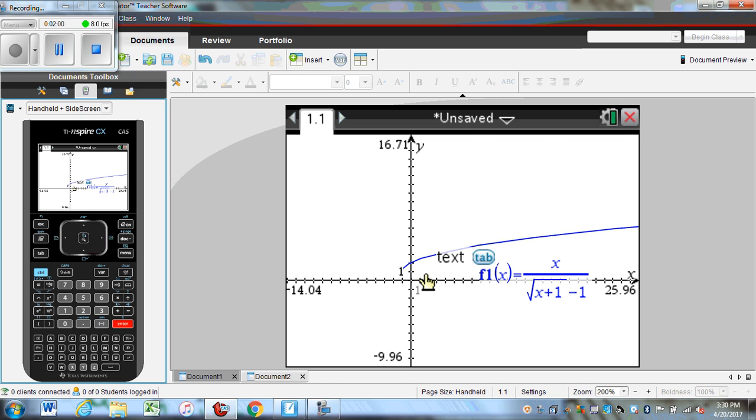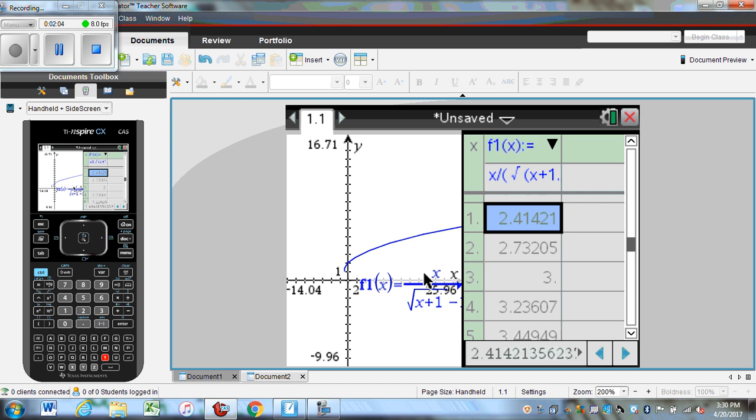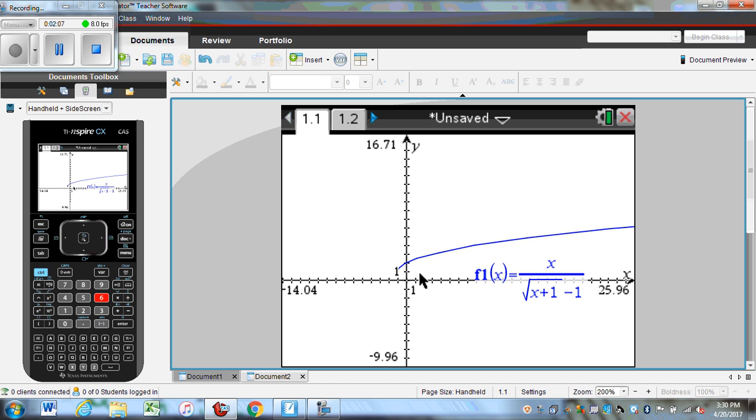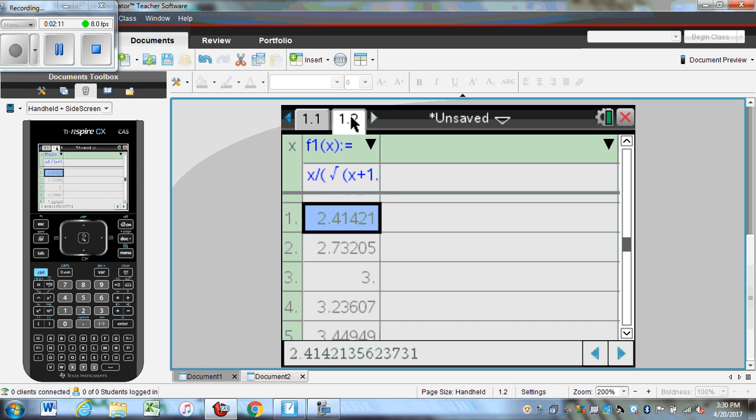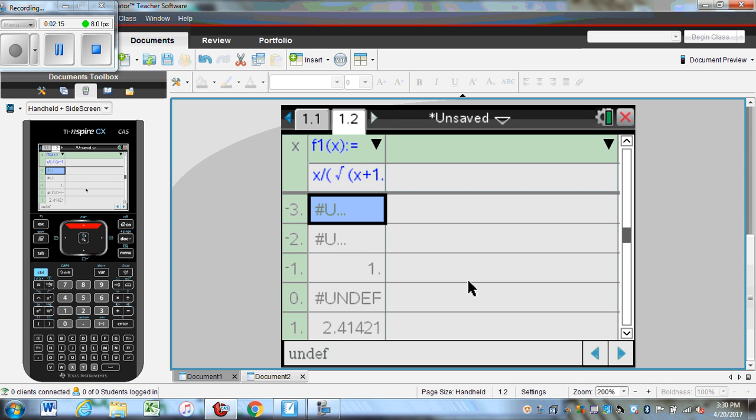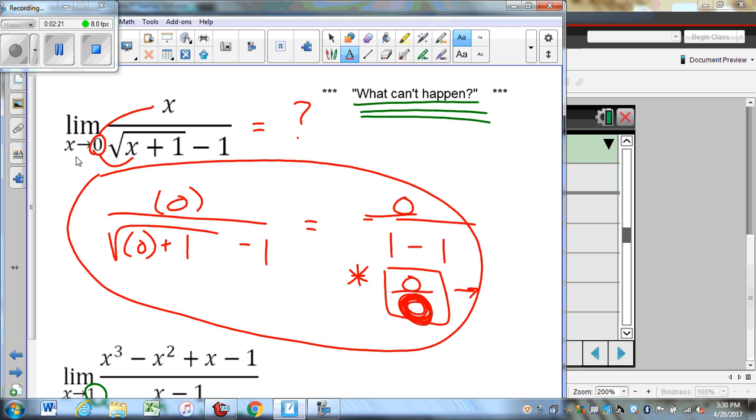So once you've created this graph, if you hit Control T, you'll get a table. If you hit Control 6, we can look at that table separate from the graph, and that's what I'm going to do here. Now, what is the definition of a limit? A limit is an anticipated value of a function as x approaches some value. We are approaching 0. As x approaches 0, what is the y value that I would anticipate seeing? Go back to the table.